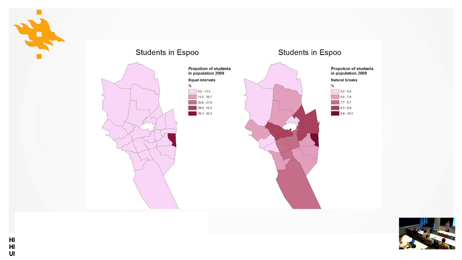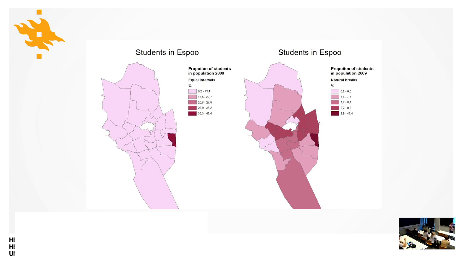Well, the right one, the percentage is divided differently. Yeah. The only thing that is different between these two maps is the classification. You have a data, it's showing the proportion of the students in population. It's an old data set. City of Espoo. The only thing that is different is how you have done this depiction. Again, data classification is something I've heard about before, but I saw this problem in many exercises, so I thought I would talk about it.